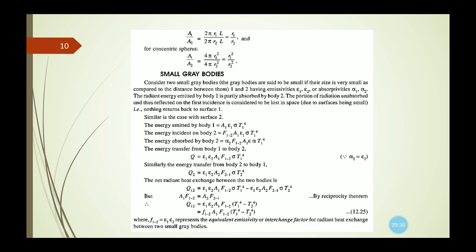Now this small f12, whose formula is epsilon 1 epsilon 2 in the case of small gray bodies, represents the equivalent emissivity or interchange factor for radiant heat exchange between two small gray bodies. So that is the equation for the interchange factor applicable for small gray bodies, which we have seen just now.